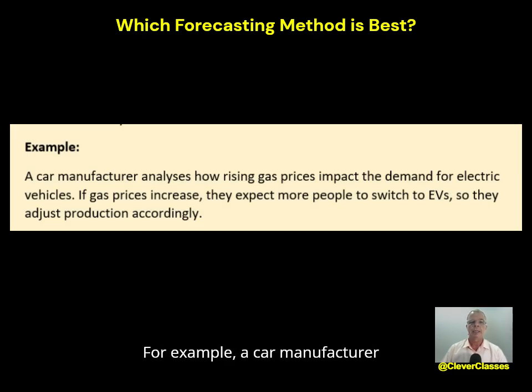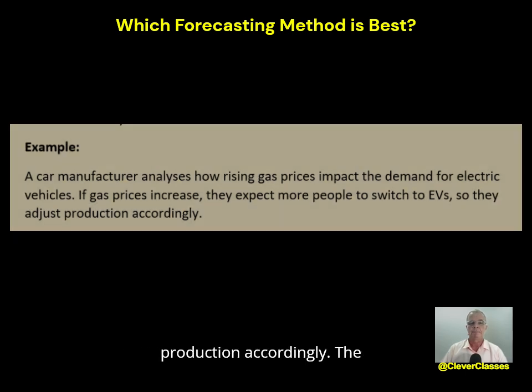For example, a car manufacturer analyzes how rising gas prices impact the demand for electric vehicles. If gas prices increase, they expect more people to switch to EVs, so they adjust production accordingly.